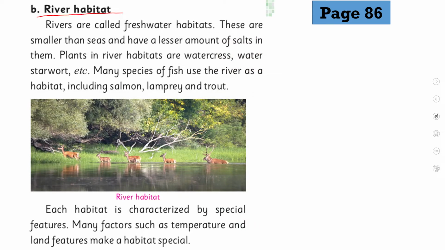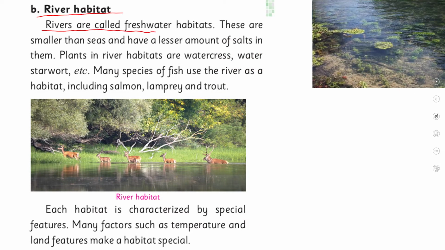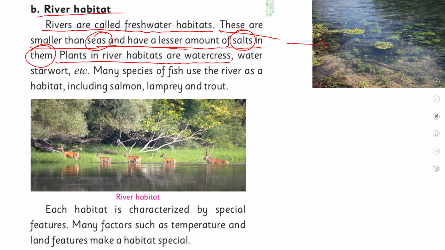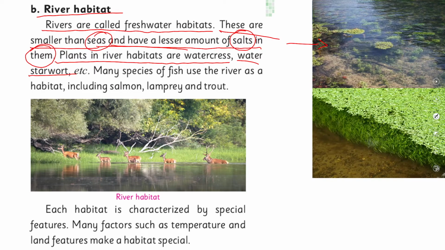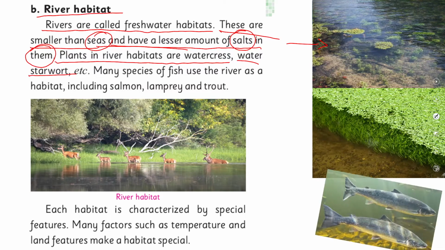Put your fingers where I will read. Rivers are called freshwater habitats. These are smaller than seas and have lesser amount of salts in them. So as I told you, rivers जो है वो छोटे होते हैं और fresh water जो होता है, और उनके अंदर salt की amount जो है वो भी कम होती है, यानी कि कम नमकीन होता है पानी. So the plants in river habitat are watercress, as you can see it, and water starwort. These are two types of plants which grow in river habitat.